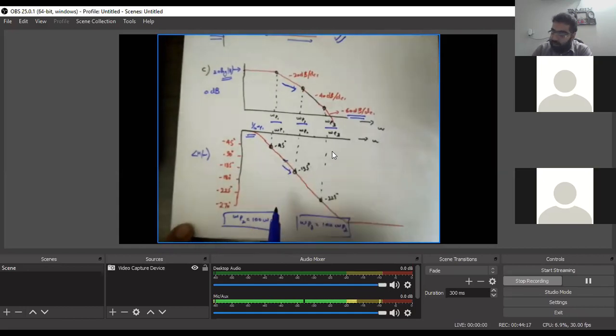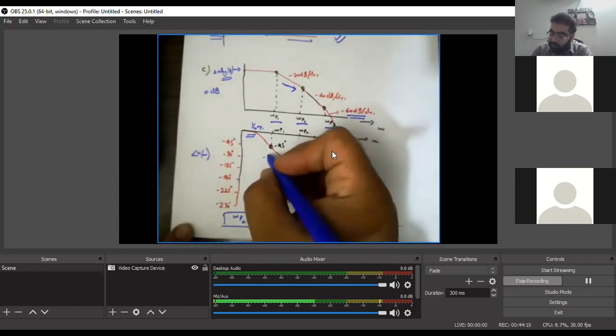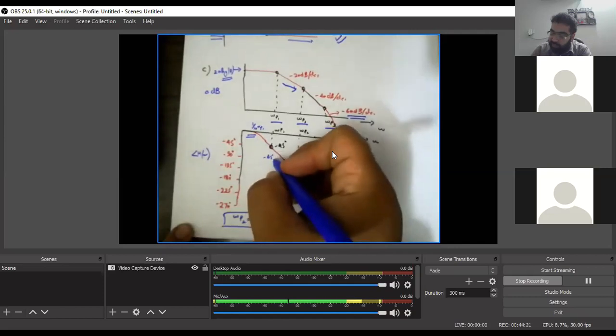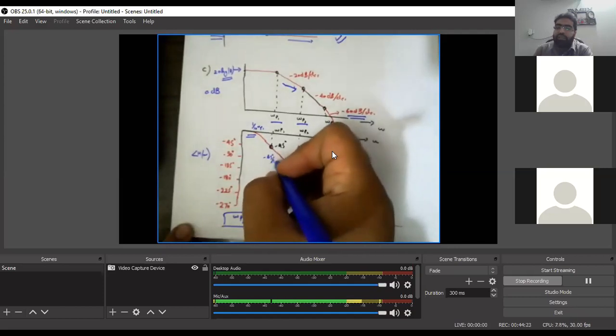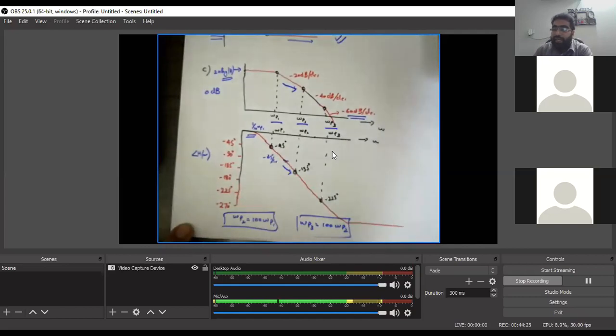And we are going to continue with a minus 45 degree. So the slope here is constant, minus 45 degree per decade. Not as in the magnitude, the decades start adding. Since we are ensuring that omega p2 is 100 times omega p1 and omega p3 is 100 times omega p2, the slope will be all the time minus 45 degree per decade.